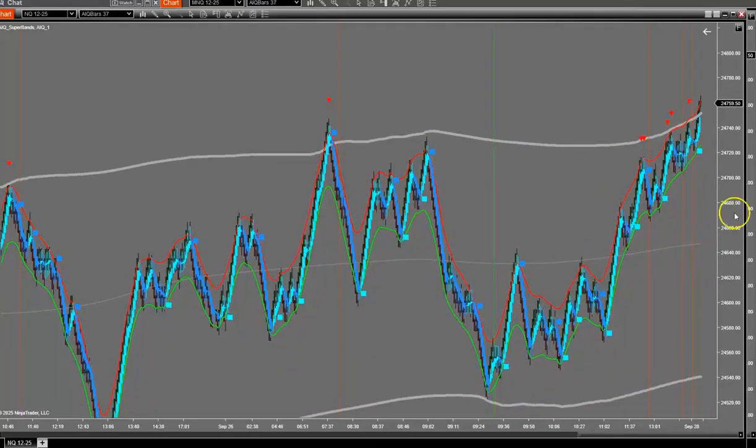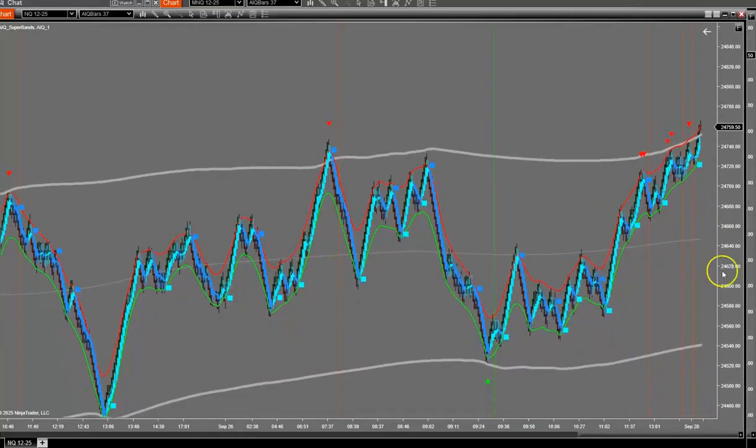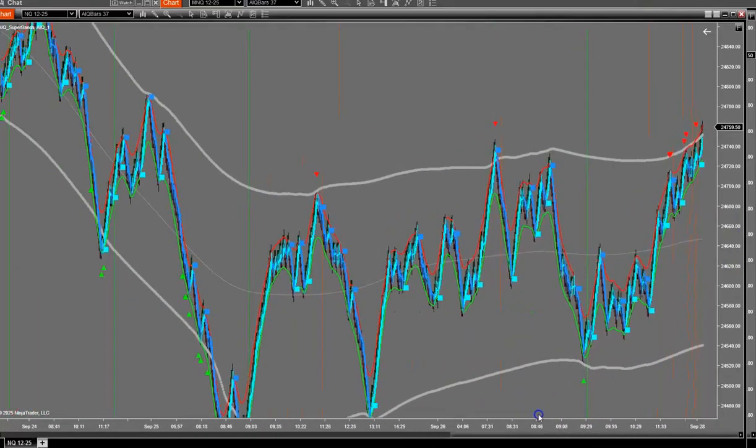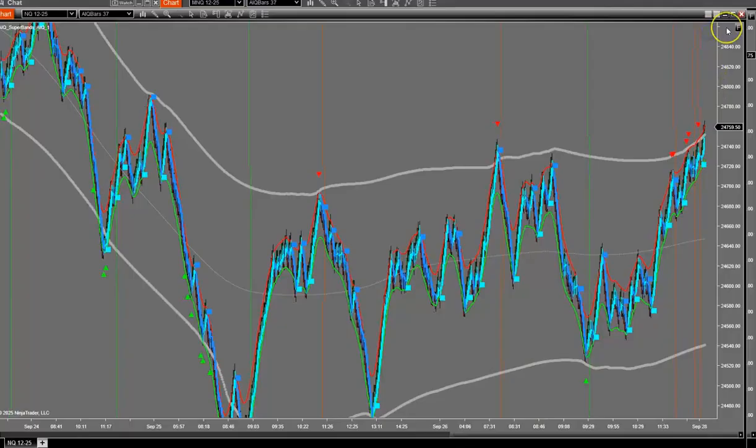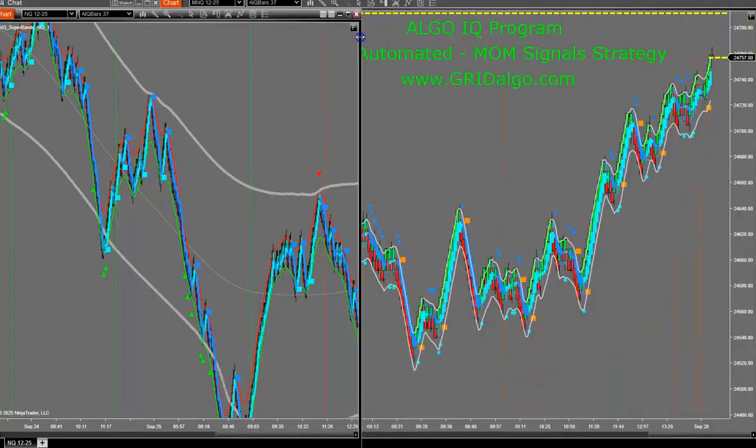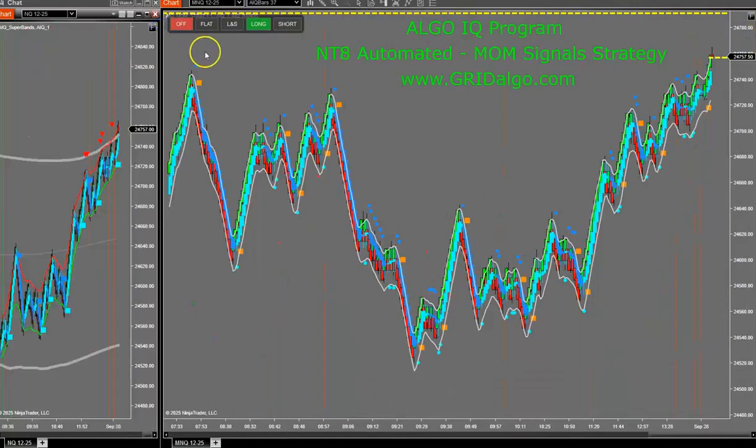But again, the SuperBands are a brilliant way of showing you additional trade opportunity, high probability zones to combine the power of all the Algo IQ tools, the AIQ tool, to find high probability trade opportunity locations to go in and know when to have your automation running and in what mode. Most of the time we just run it long short.